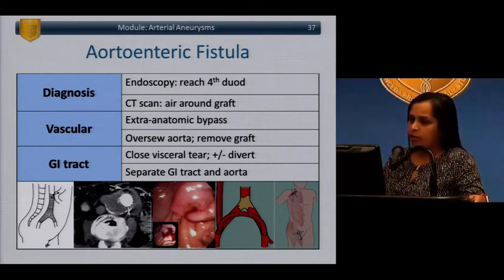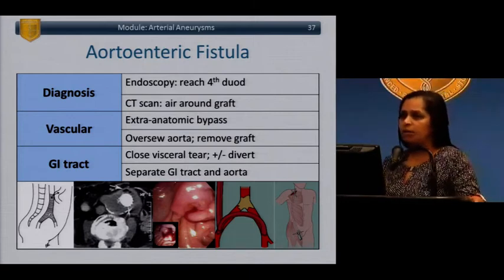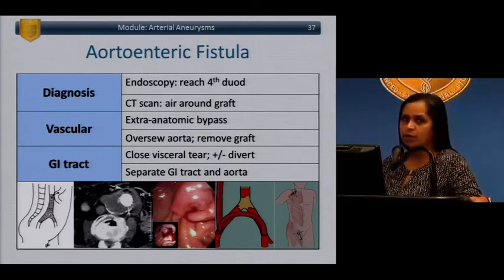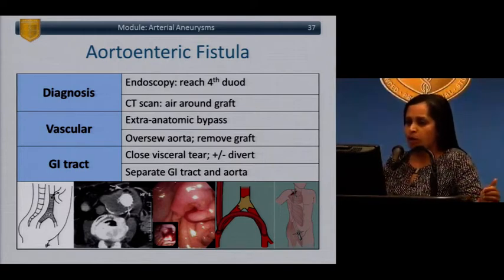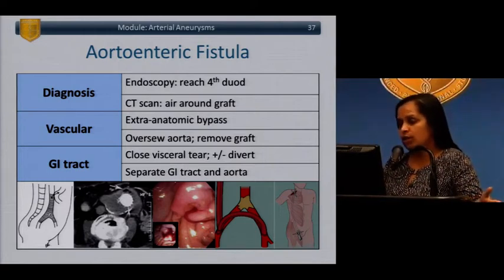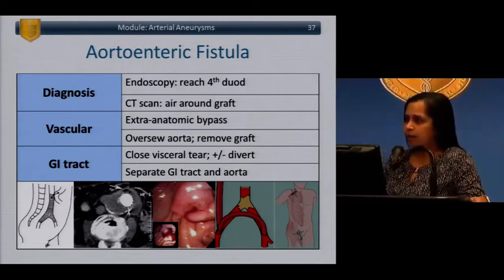The treatment is generally to remove the graft, oversew the aorta, and do an extra-anatomic bypass in an order that is appropriate for the patient's clinical scenario. So if they're unstable hemodynamically, you obviously have to go in and clamp their aorta and remove their graft first. You want to close the visceral tear, divert the intestine, and then do some maneuver to separate the GI tract from the aorta to prevent this from recurring. Put some omentum in, try to close the retroperitoneum, whatever you need to do.